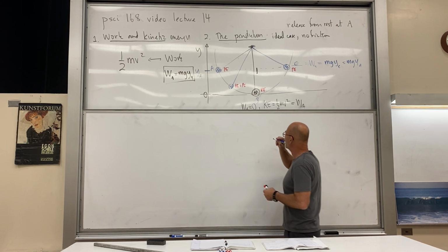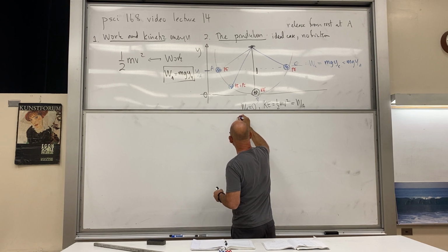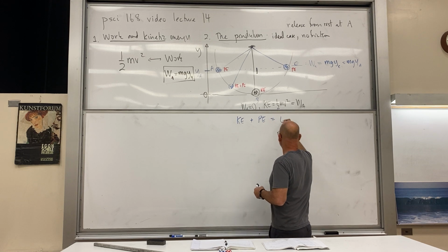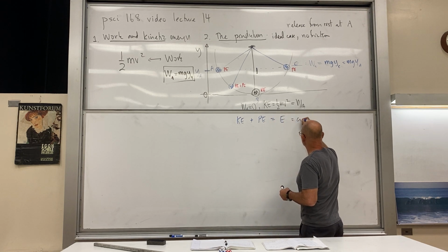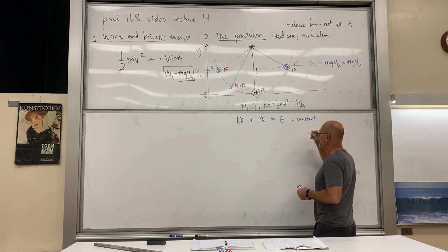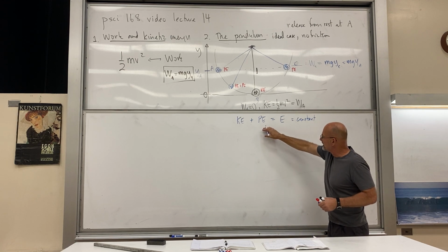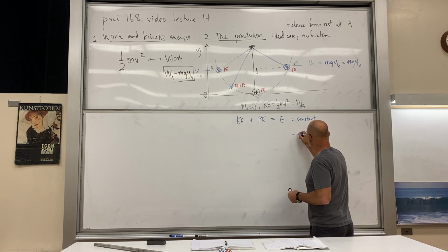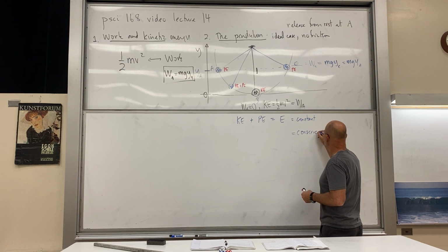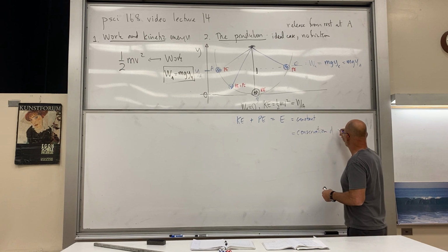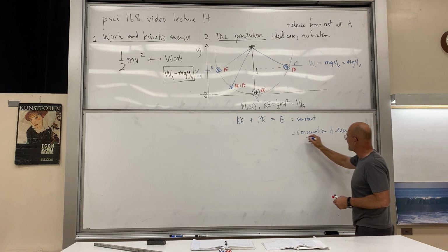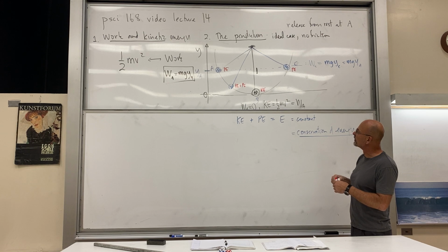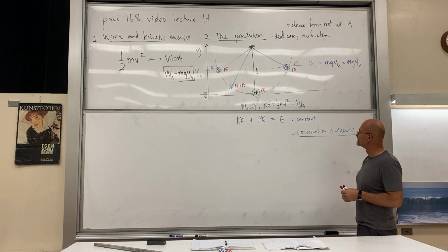So what we have here is kinetic energy plus potential energy is constant. Individually they change. The sum of the two is constant, and that's what we call conservation of energy. So conservation of energy, one of the most important laws of nature, and this is just the really basic manifestation of it.